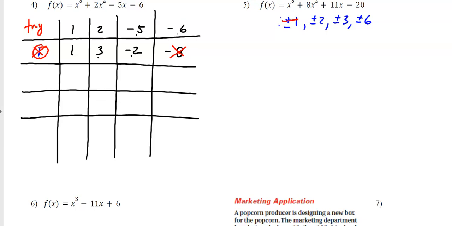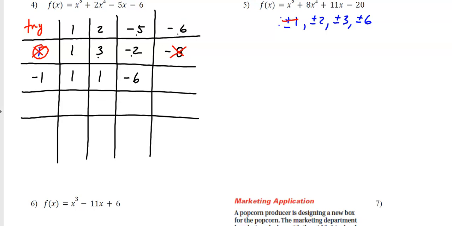Maybe I try -1. Yeah, let's try -1. So I bring the 1 down. And -1 times 1 is -1. Added to 2 gives me 1. -1 times -1 is -1. Added to the -5 gives me -6.